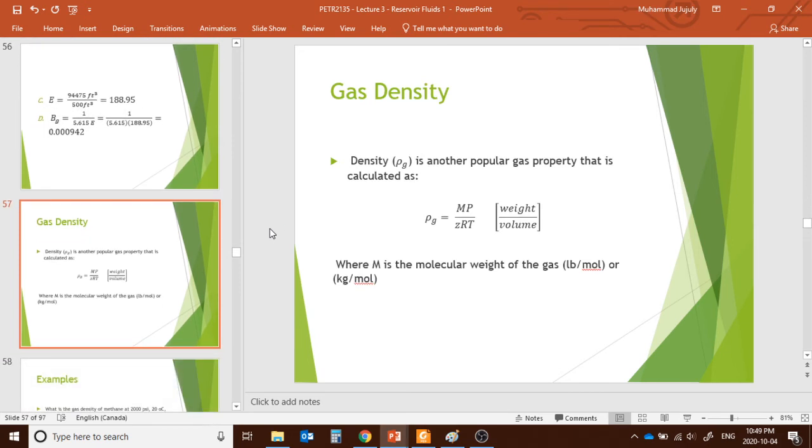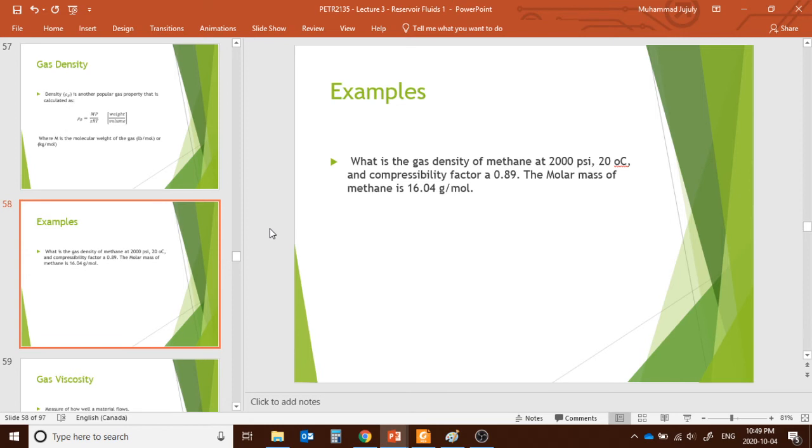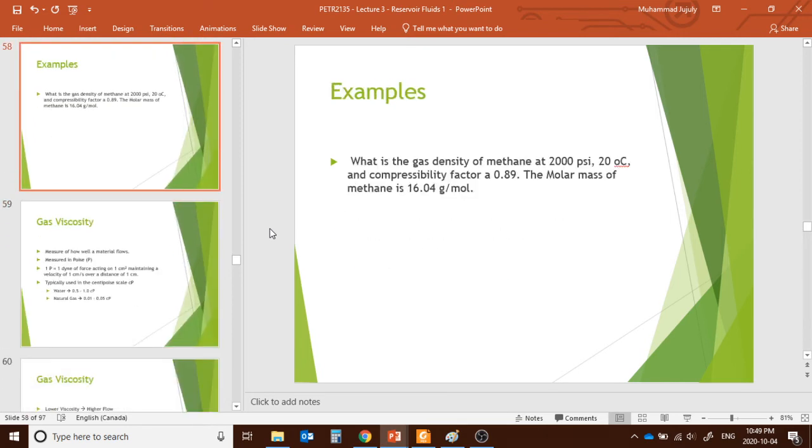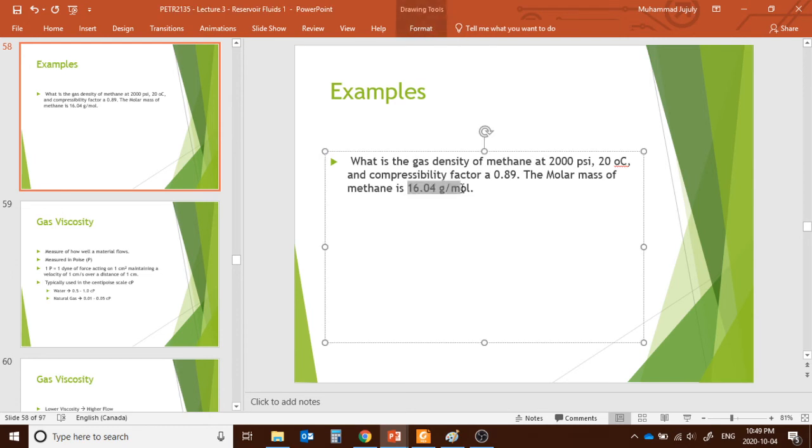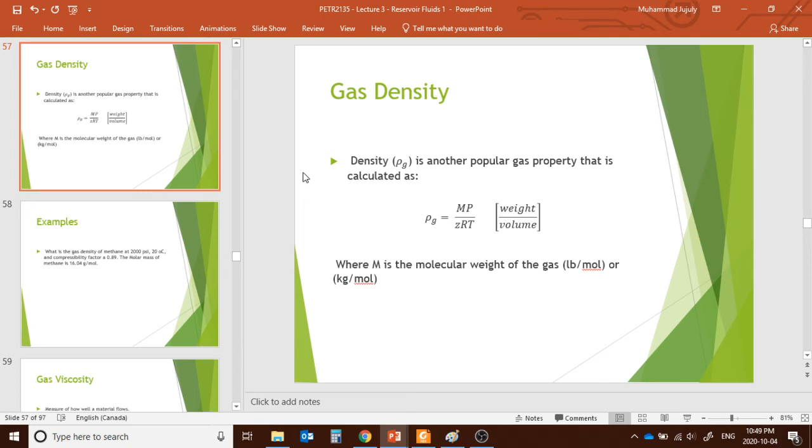Now some basic terminology. We have the gas density, so we already know what density is and how we can measure it. For instance, the gas density of methane at 2000 psi and 20 degrees Celsius, with a compressibility factor of 0.89. So what would be the gas density, where the molar mass of methane is 16? If you use this formula, you can calculate it easily.